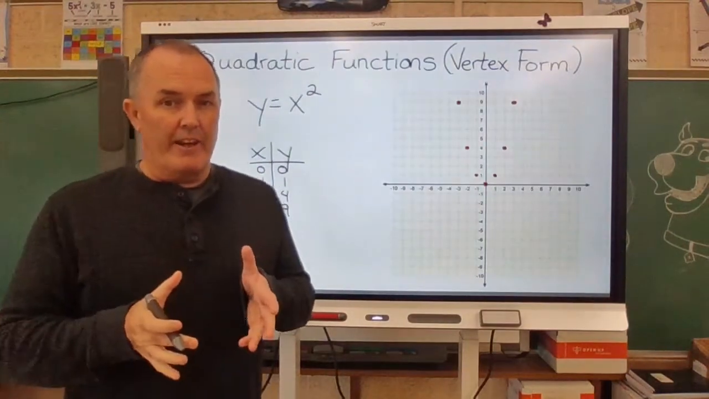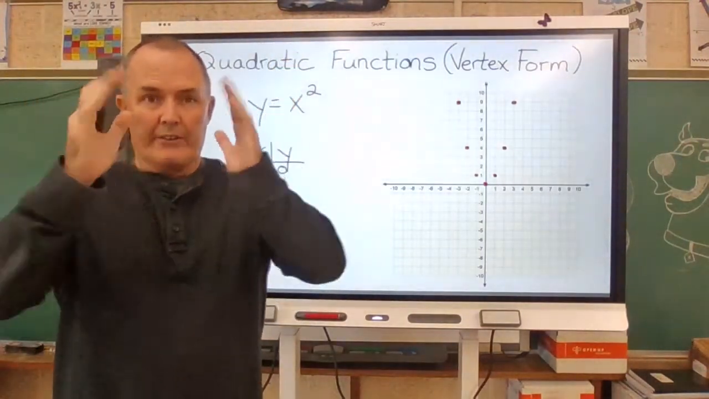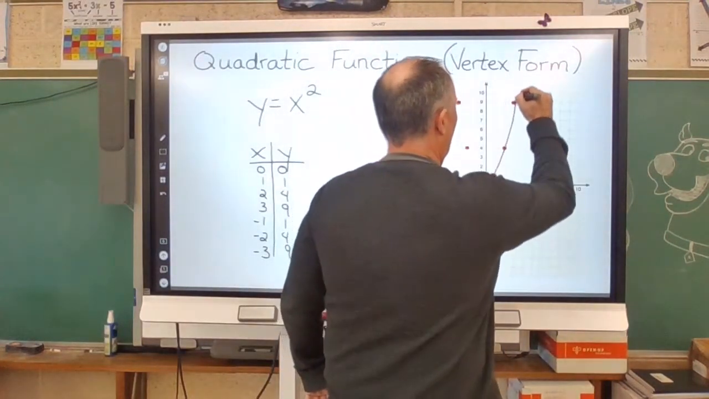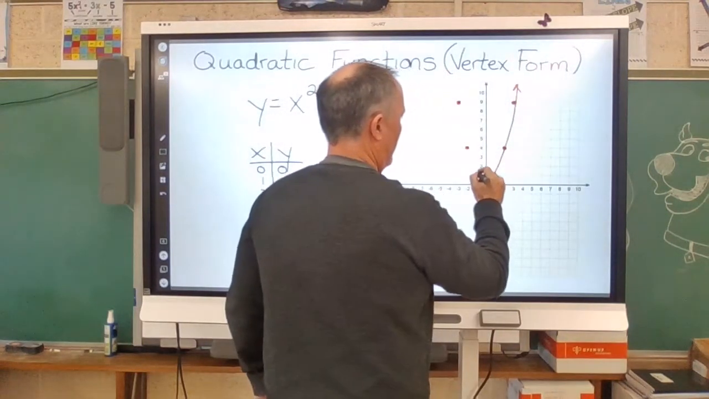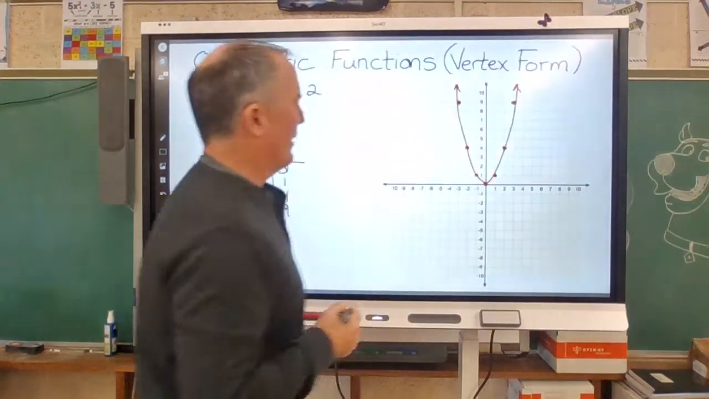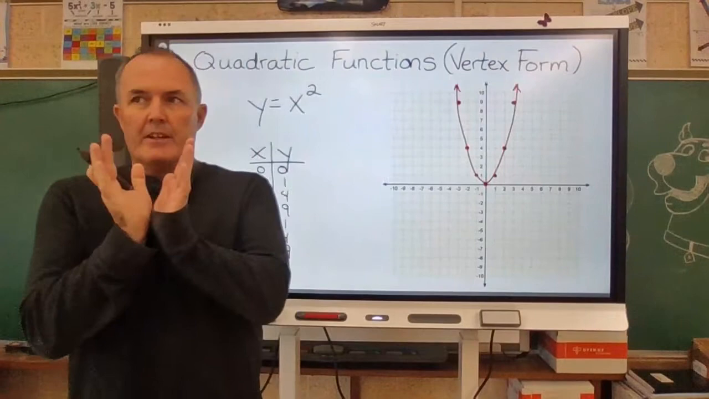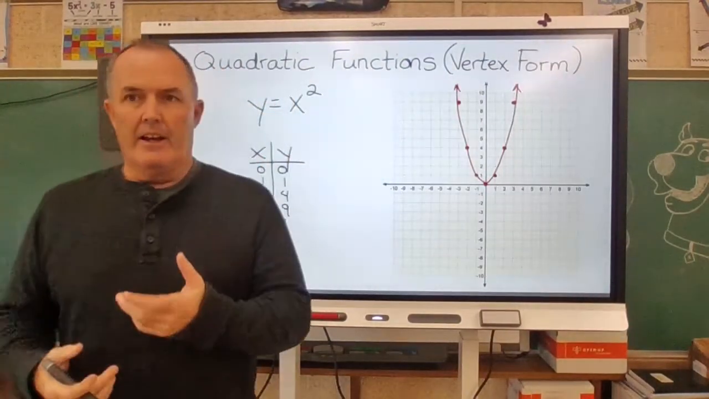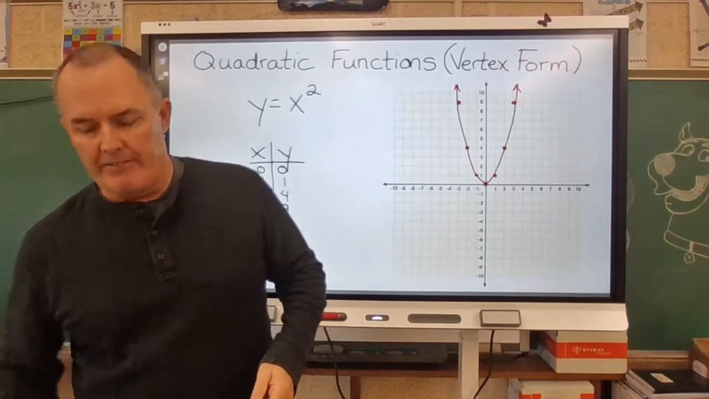Now it looks kind of like a V, but it's actually a more rounded shape like a U. If you're familiar with absolute value, that shape creates a V. This is a little bit rounded, like a U. And it actually has a special name.